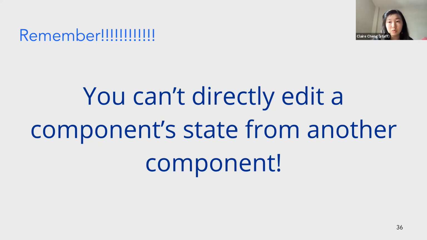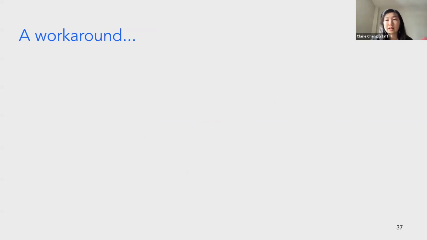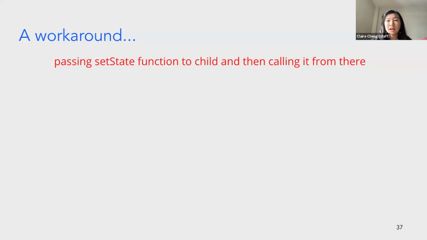As also a quick important reminder from before, you cannot edit a component's state from another component. But occasionally in our code, we might have certain use cases where we want to do this. So if, for example, you want a child component to change the state of a parent component somehow, how will we go about doing that? Here's a workaround. Since we can't pass props upwards, we're going to pass a function down from the parent component. So we're going to pass the setState function from the parent component to the child, and then use this.props, whatever we named it, in the child component to trigger the function in the parent component and change the state.